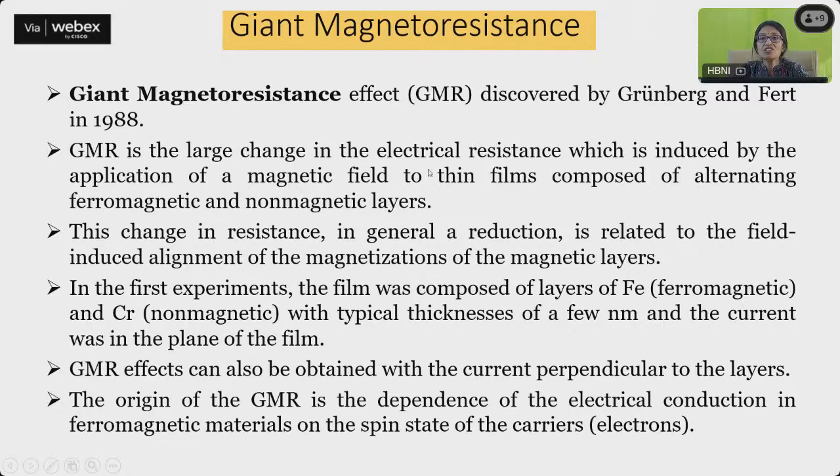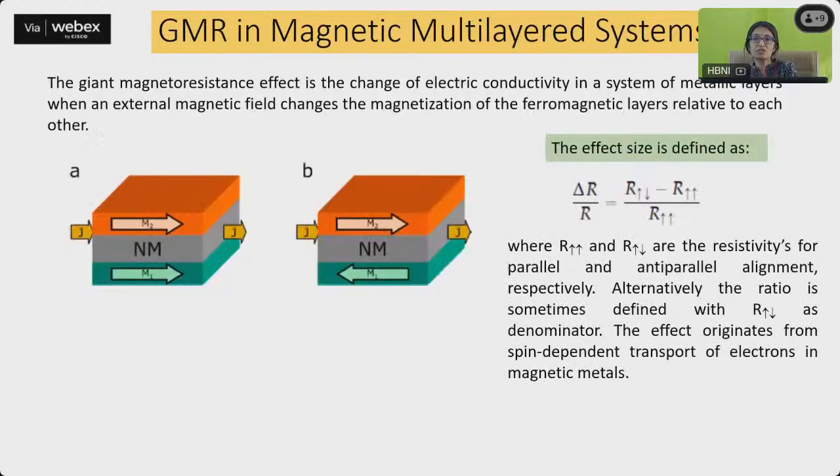And this is a large change in the electrical resistance, which is induced by the application of a magnetic field to thin films composed of alternating ferromagnetic and non-magnetic layers. So what happens is basically, this entire thing you can read later, but you must understand what is happening. The origin of this giant magnetoresistance is the dependence of the electrical conduction in ferromagnetic materials on the spin state of the carriers, which is the electrons. So what exactly is this?